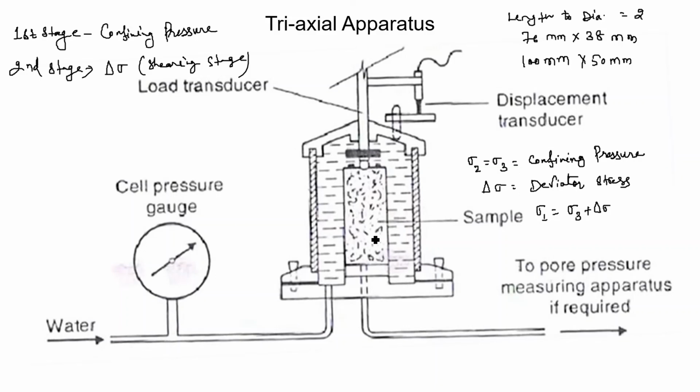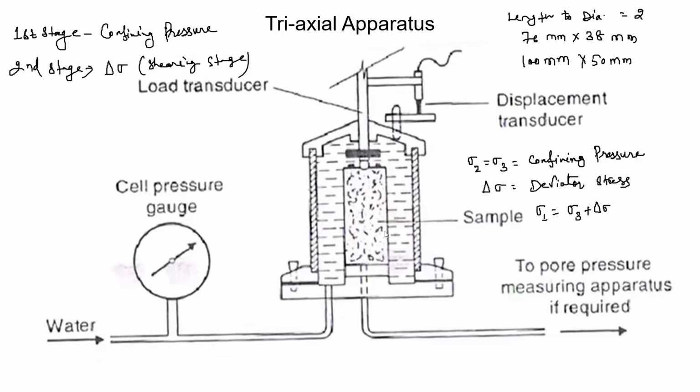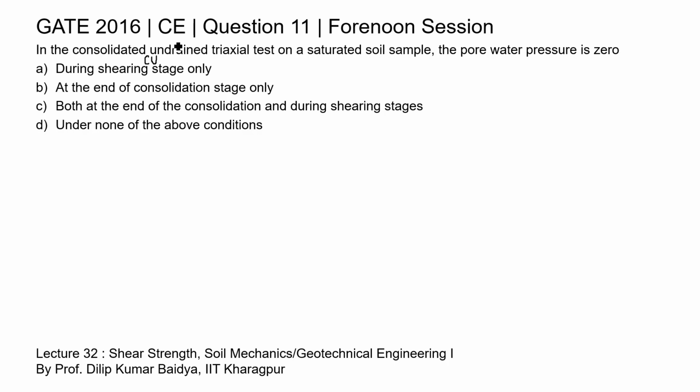With consolidation taking place, the pore water pressure dissipates and becomes zero at the end of consolidation. At the end of consolidation, the drainage path is closed again and the additional axial stress is applied, due to which pore water pressure develops again. So we can say in the CU test, the pore water pressure is zero at the end of the first stage, that is at the end of the consolidation stage only, which you can see in option B. So option B is the correct answer for this question. Thank you.